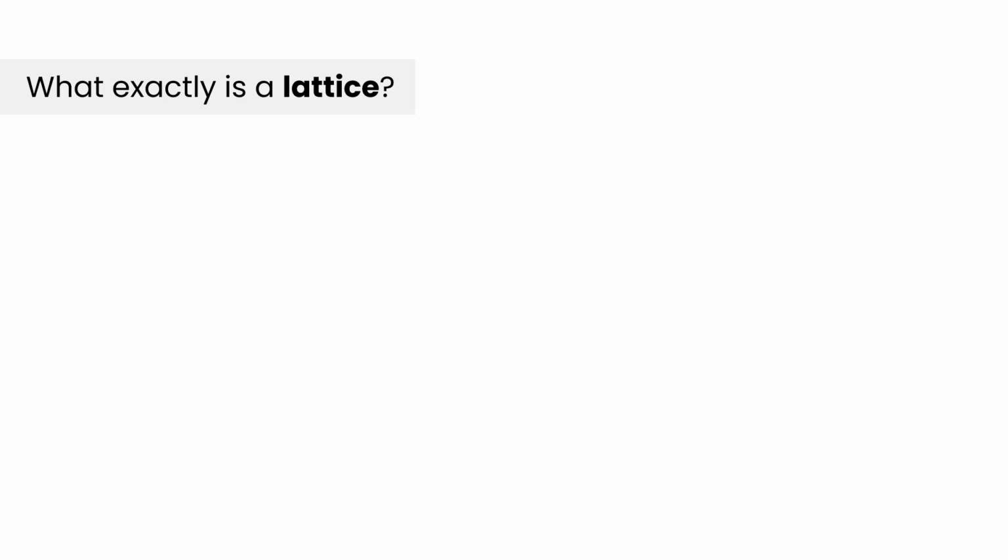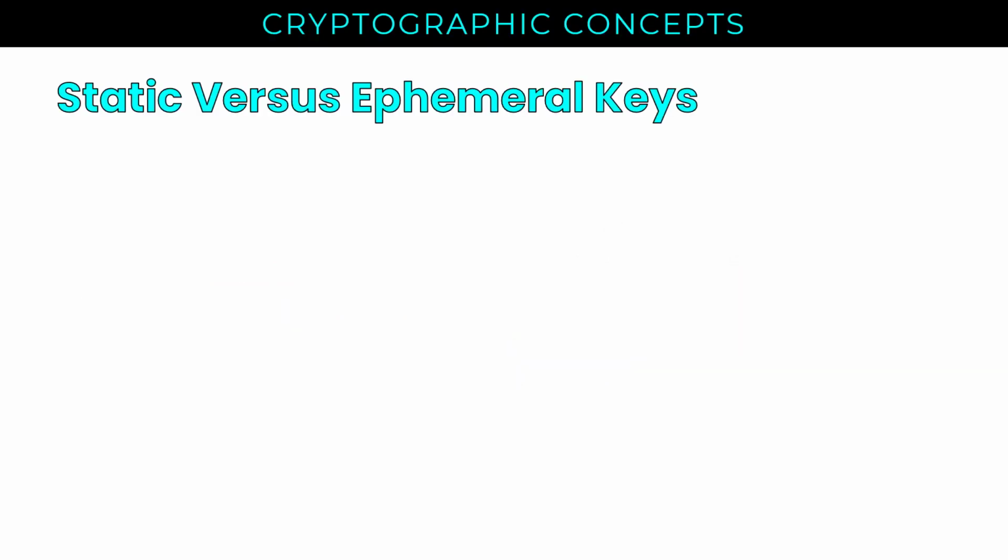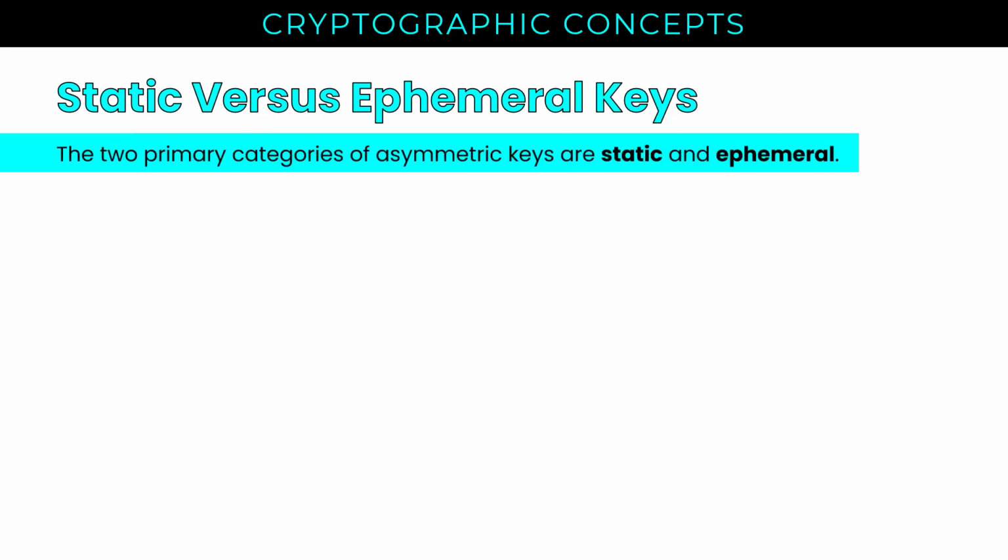So what exactly is a lattice? I've mentioned lattice 3 or 4 times here. A lattice is a 3-dimensional array of regularly spaced points. So this is just a simple diagram of what a lattice looks like. So that's all I'm going to say there. Let's move on to static versus ephemeral keys.